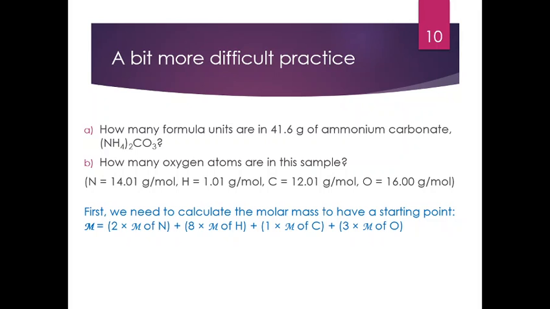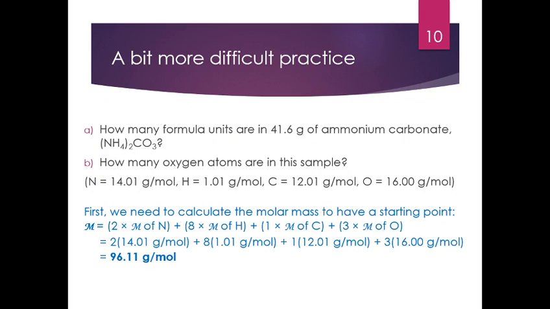If you didn't catch all that, here it is in all its glory. In this case, you come out with 96.11 grams per mole for your ammonium carbonate. And this grams per mole, as in the previous slide, should give you an indication that you have a conversion between mass and moles.